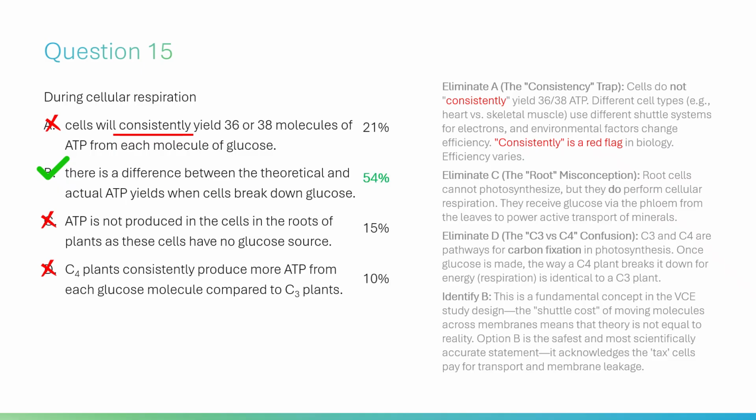Identify B. This is a fundamental concept in the VCE study design. The shuttle cost of moving molecules across membranes means that theory is not equal to reality. Option B is the safest and most scientifically accurate statement. It acknowledges the tax cells pay for transport and membrane leakage.